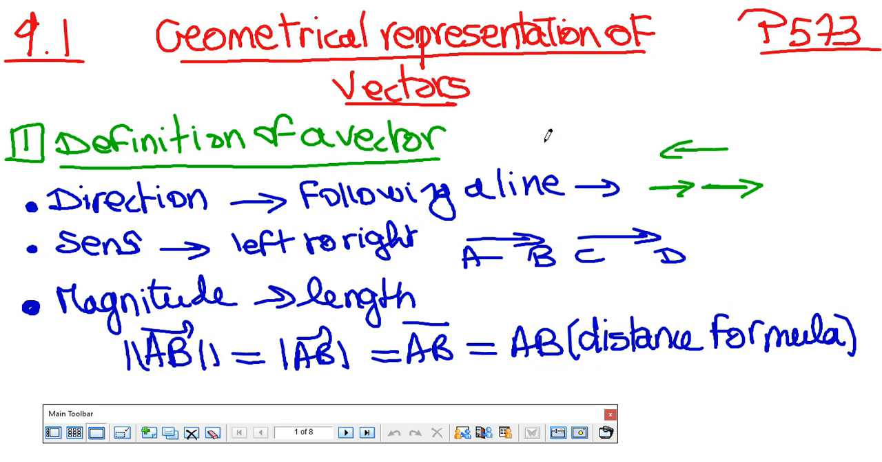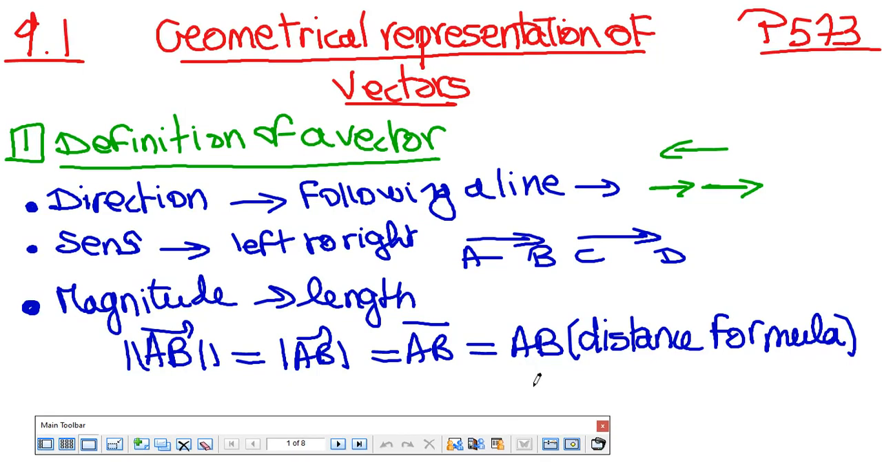So first of all, we need to check the direction of the vector. When I say direction, it means I want to see on which line these vectors are lying. So the vectors could be both on the same line or parallel. I need to be careful that when I talk about direction, I'm just checking on which line the vector is. The sense means I'm going from left to right or right to left.